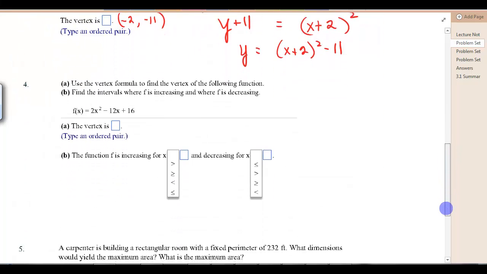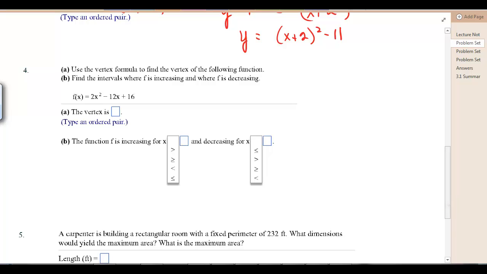All right. Use the vertex formula to do this one, and we've got the same thing. It says use the vertex formula, so we're going to do that on this one. We're going to say A equals, B equals, C equals. So my A is 2, B is -12, C is 16. So H, because remember our vertex is H comma K.